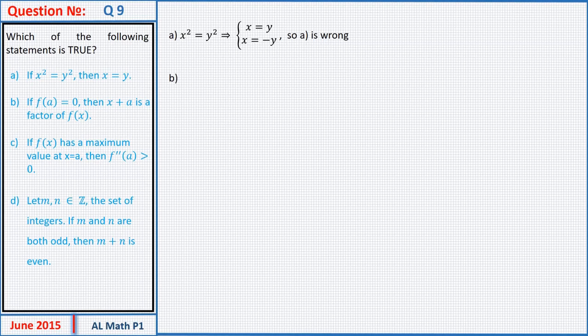We'll go to B. B says if f of x equals 0, this implies x is equal to a. So this implies that x plus a is a factor. If we have f of a equal to 0, that means x is equal to a. To send a to the other side, we have x minus a equal to 0. So x minus a is a factor of f of x. But here in the answer, the factor is x plus a. So that's what makes B wrong.